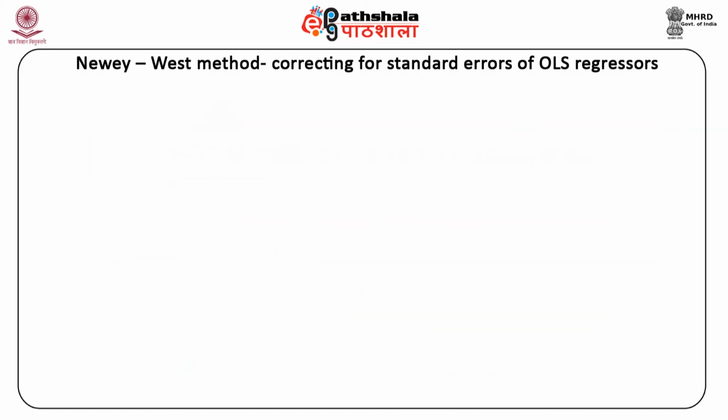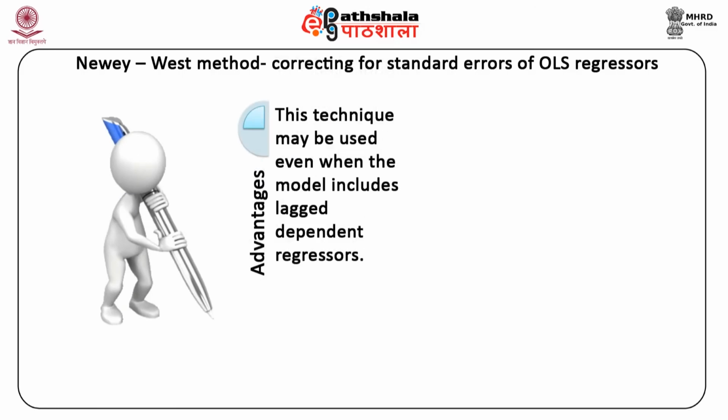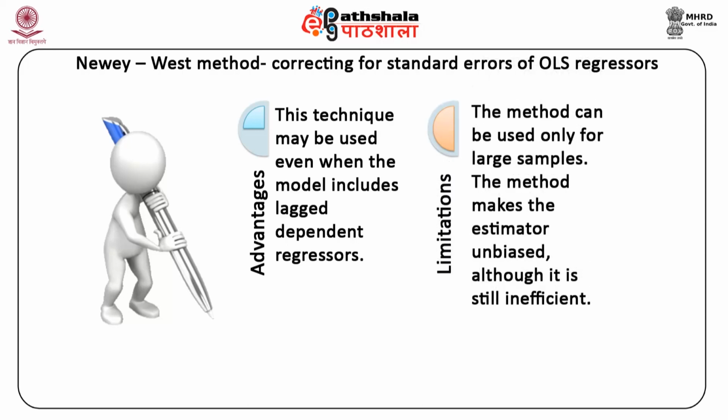What are the advantages of this method? The advantage is that this technique may be used even when the model includes lagged dependent regressors. But it has limitations. The first limitation is that the method can be used only for large samples. And the second limitation is that the method makes the estimator unbiased, although still it is inefficient.